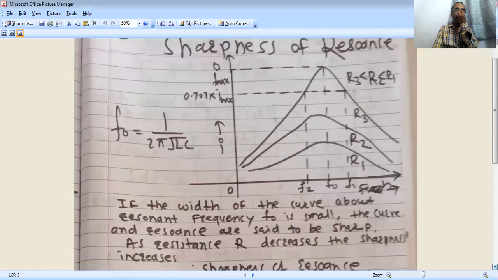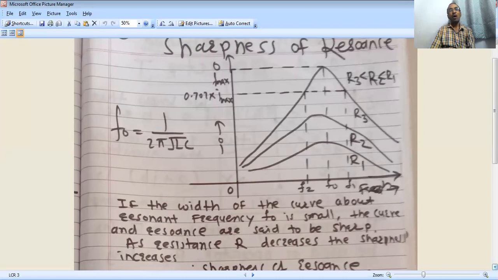And what is the sharpness of resonance? If the width of the curve about the resonant frequency f0 is small, the curve and resonance are said to be sharp. Then my friends, I want to ask you a question: whether R1 is the sharp graph, or R2 is the sharp graph, or R3 is the sharp graph. Sharpness increases as resistance decreases. As opposition decreases, sharpness increases.